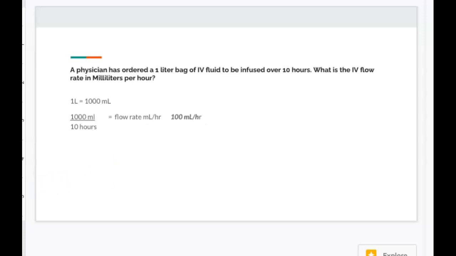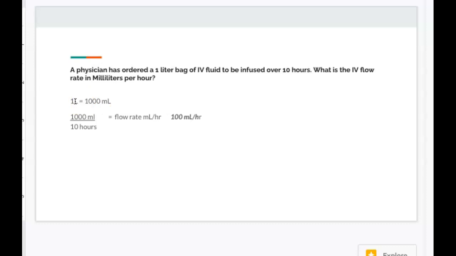So let's take a look at a problem here. A physician has ordered a 1 liter bag of IV fluid to be infused over 10 hours. What is the IV flow rate in milliliters per hour? So it's looking for milliliters per hour. So first off, we have 1 liter over 10 hours. I'm going to first convert my liters to milliliters. We know there's 1,000 milliliters in 1 liter. So I'm going to just change that to milliliters and get rid of liters, so I'm working in the same units that I need.